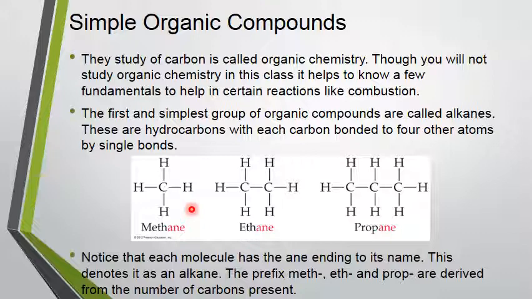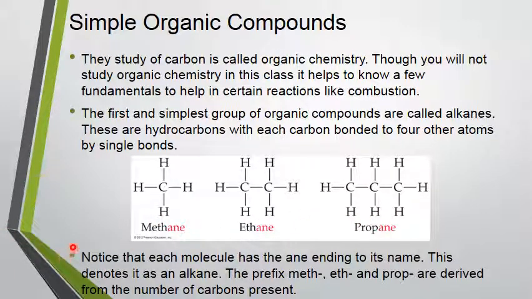So the first and simplest group of organic compounds are called alkanes. This is the very first thing I learned in organic chemistry in college. It's about alkanes. These are what are called hydrocarbons. So hydro meaning hydrogen, carbon meaning carbons, so substances of hydrogen and carbon, with each carbon bonded to 4 other atoms by single bonds. So alkanes only have single bonds. They are the simplest form.